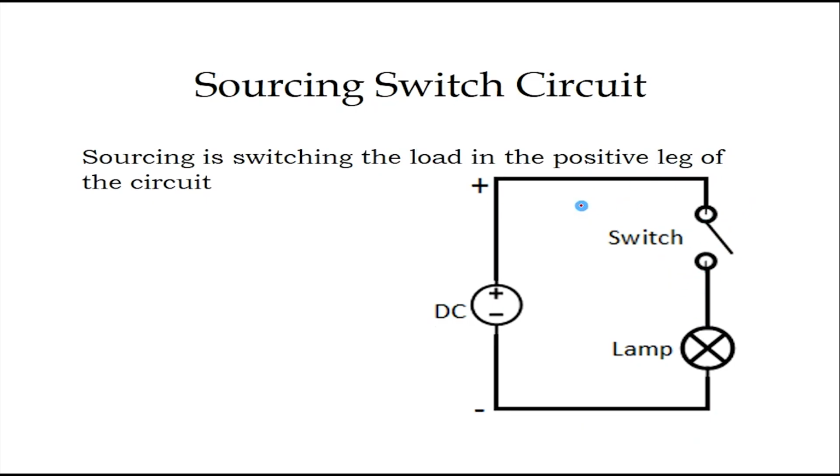When the switch is connected between the positive line and the load, this circuit is called a sourcing switch circuit. Here, the load will always be connected to the negative power source or a ground line and the switch will be connected to the positive power source. Whenever the switch is turned on, the power will start flowing through the switch to the lamp or load. This is called sourcing.